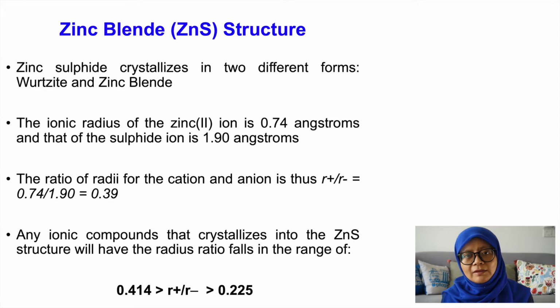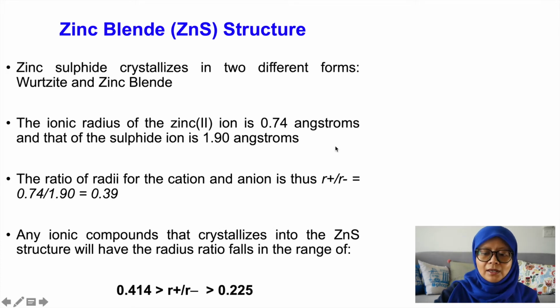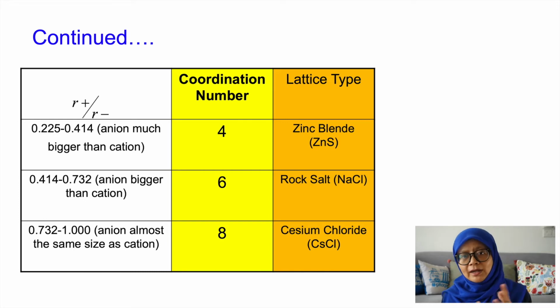So let's go to the first one, the zinc blend or zinc sulfide structure. This zinc sulfide crystallizes in 2 different forms, the wurtzite and also zinc blend. In this part 4, we focus on zinc blend. The zinc blend must have a ratio of the cation and anion around 0.25 until 0.414, where the anions are much bigger than the cation.